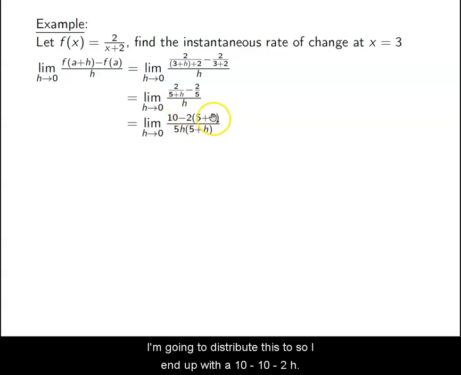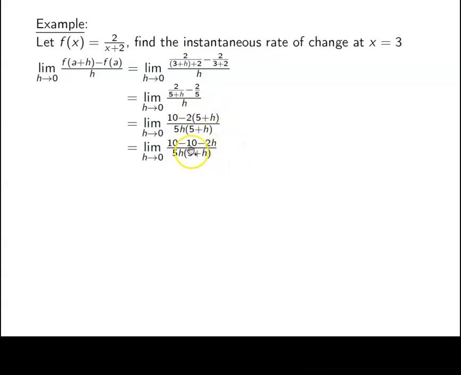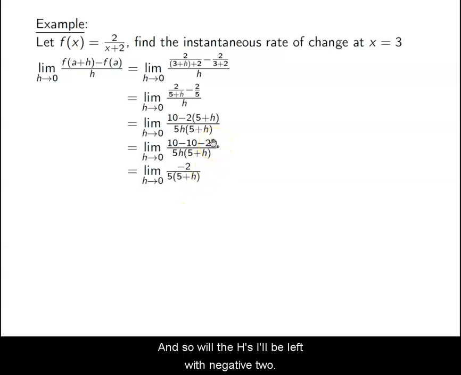I'm going to distribute this 2. So I'll end up with a 10 minus 2h. Okay. The 2 10s will cancel, and so will the h's. I'll be left with negative 2h over 5h, 5 plus h. So those h's will cancel. I'm left with negative 2 over 5, 5 plus h in the denominator.